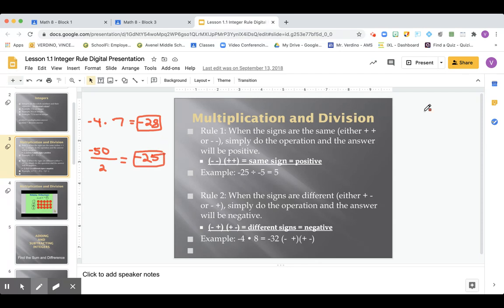Now, if I switch these, if I had -7 times +4, one of these values is negative and one is positive. Regardless, I'm going to get a -28. My answer does not change. Again, if you do the inverse, so now let's take +50 divided by -2. You have a positive divided by a negative. You will always get a negative value. Notice how our answer doesn't change.